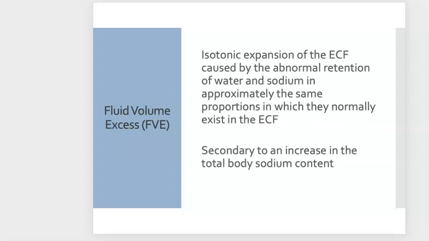Okay, let's talk about fluid volume excess. So this is isotonic, remember all the different tonics, hypertonic, isotonic, expansion of the extracellular fluid caused by the abnormal retention of water and sodium in the same space. So this could be secondary to an increase of the total body fluid content, so fluid volume excess, too much fluid on board. Types of patients that could have fluid volume excess would be renal patients, heart failure patients.